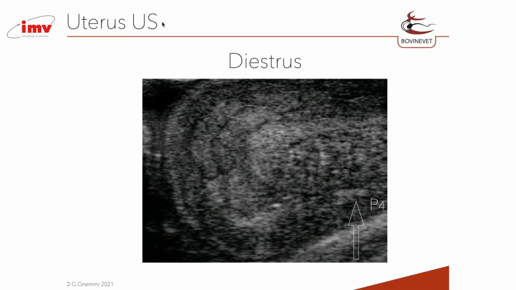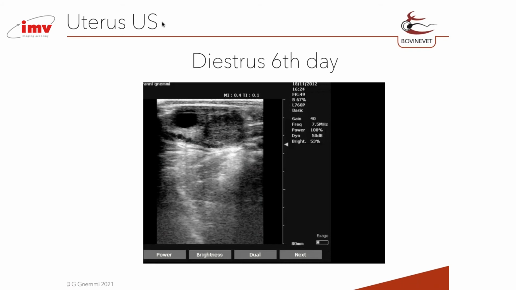Well, the characteristic of the diestrus is that the progesterone level increases. So we see that there is a bigger corpus luteum, and the characteristics of the uterus are typical of the diestrus. So the thickness of the myometrium and the thickness of the endometrium are similar, like the echogenicity. And if the cow is not dirty with an inflammation, for example, the space inside the lumen is a virtual space. I want to tell one thing.